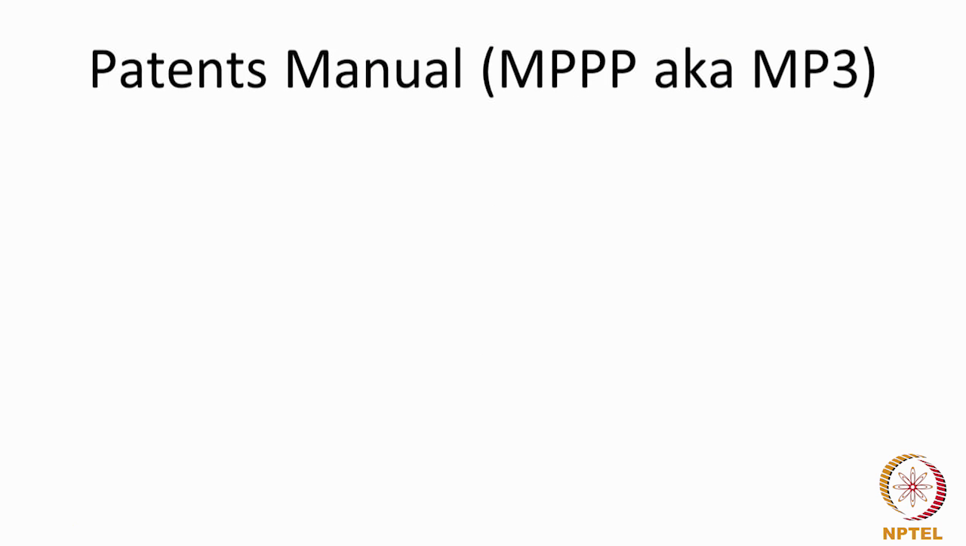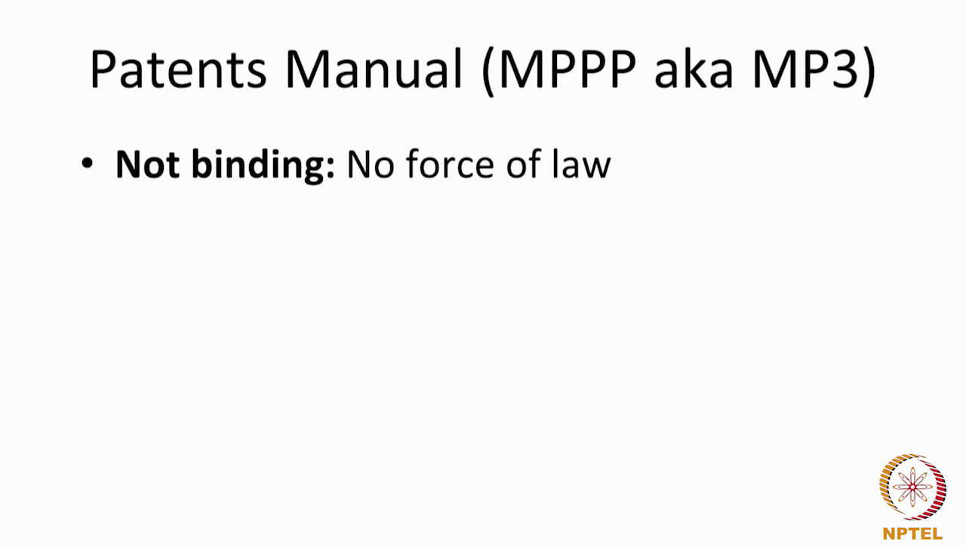Apart from the Act and the rules, now we saw the Patents Act 1970 and the Patent Rules 2003. There are certain details mentioned in what we call the patents manual. Now, this is called the Manual of Patent Procedure and Practice. It is MPPP or MP3. Now, we will have reference to the patent manual in various places during this course. The latest version of the manual is available at the Patent Office website.